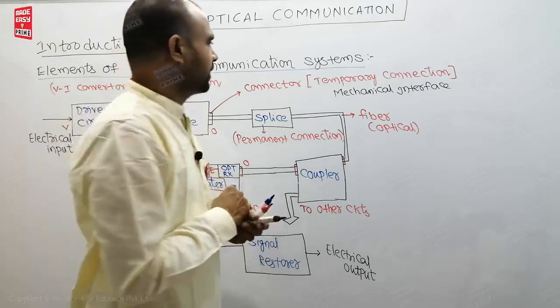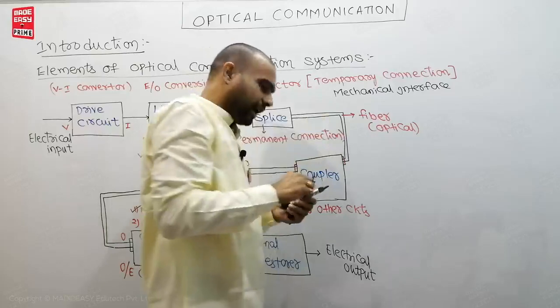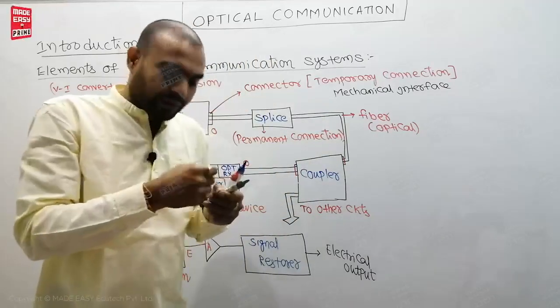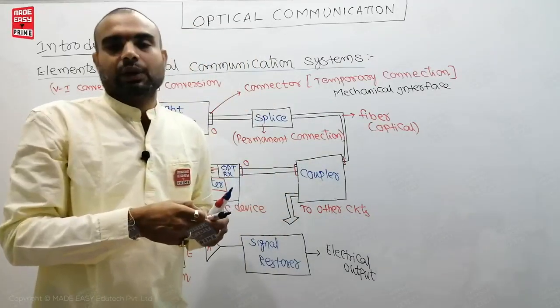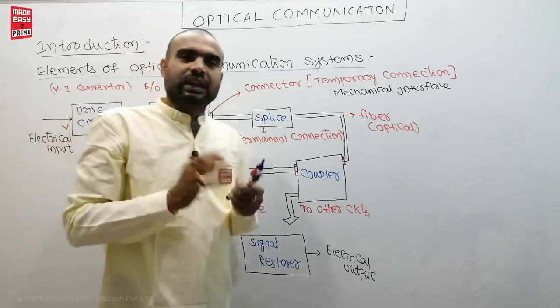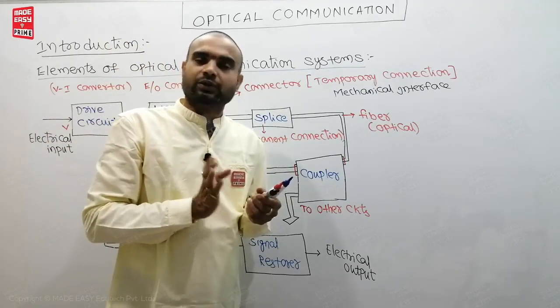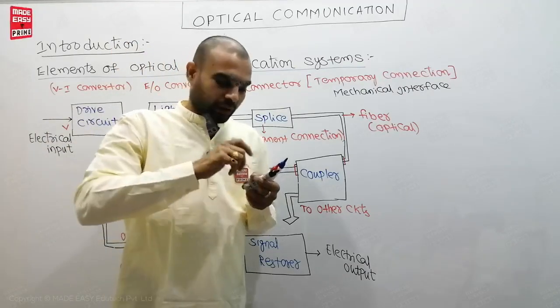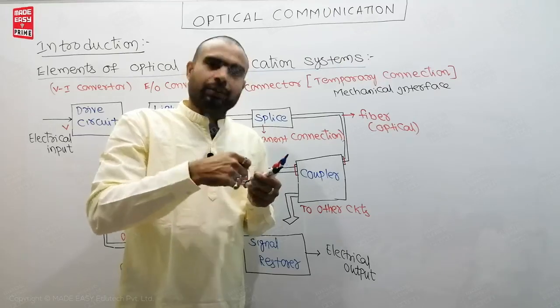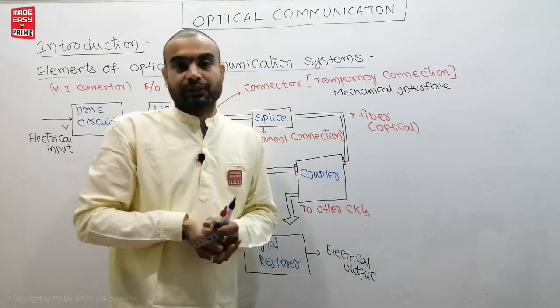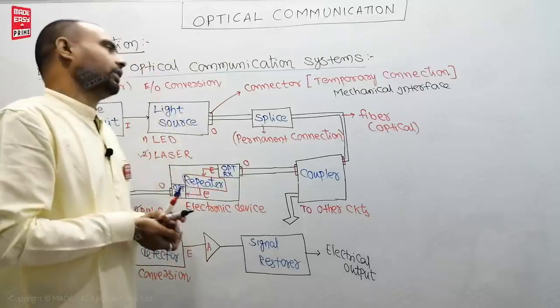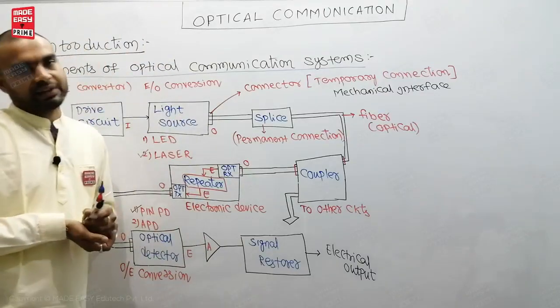It's not possible to cut this fiber and make an alternate connection. Why? Because a specialized trained person is required. It's not like copper wire. You cut the copper wire and once again you put a copper wire and put a tape, and the connection is formed. This is the security point of view. It gives a very huge amount of security.